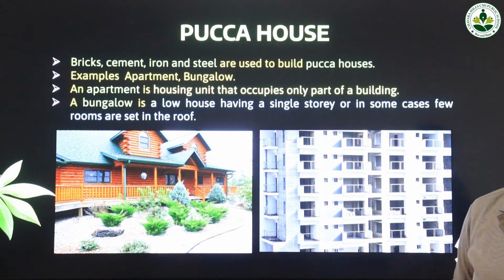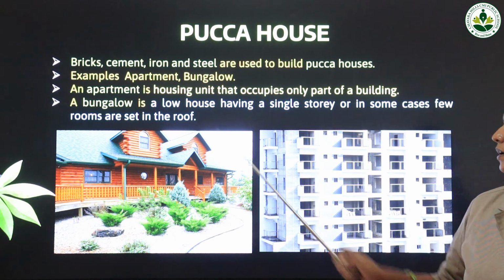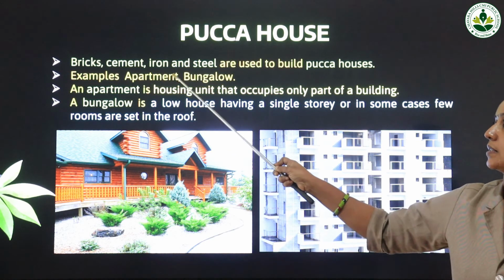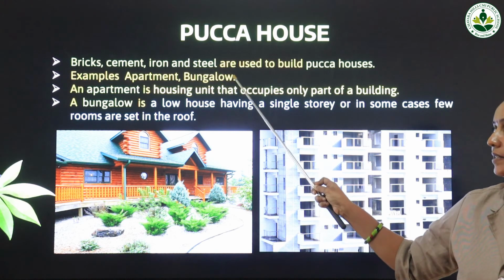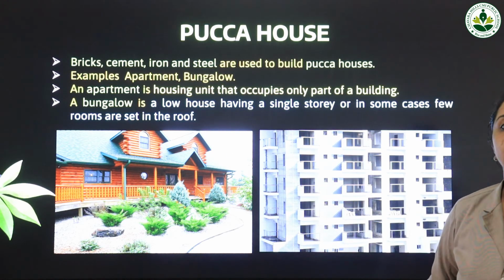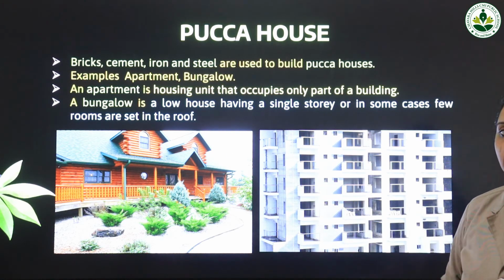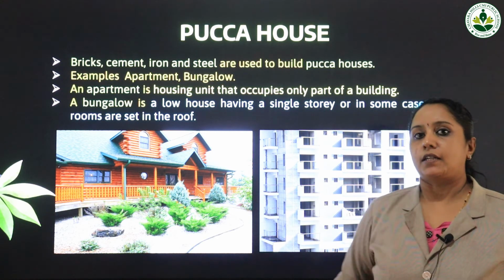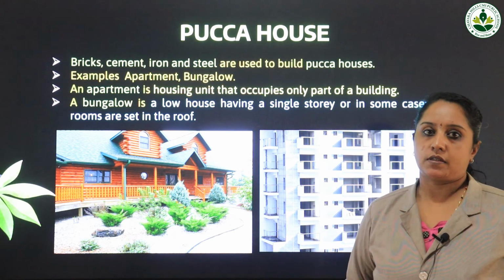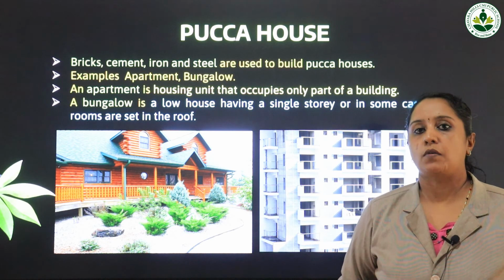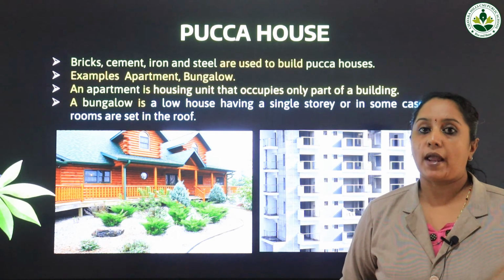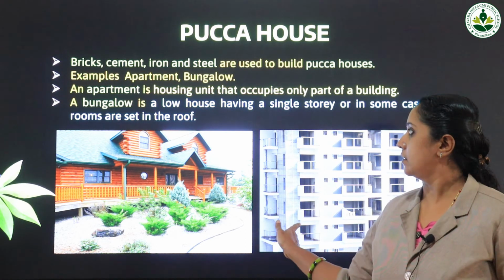Okay. So remember, a Pakka house is made of bricks, cement, iron and steel. They are big in nature. They are big and they come under the category of permanent houses. Examples for Pakka houses: bungalow and apartment.